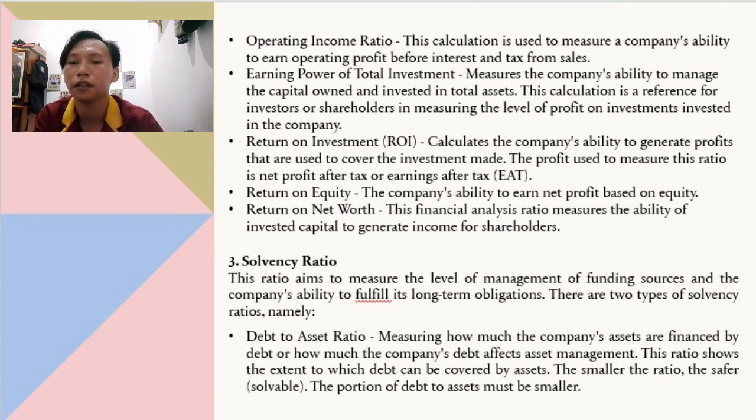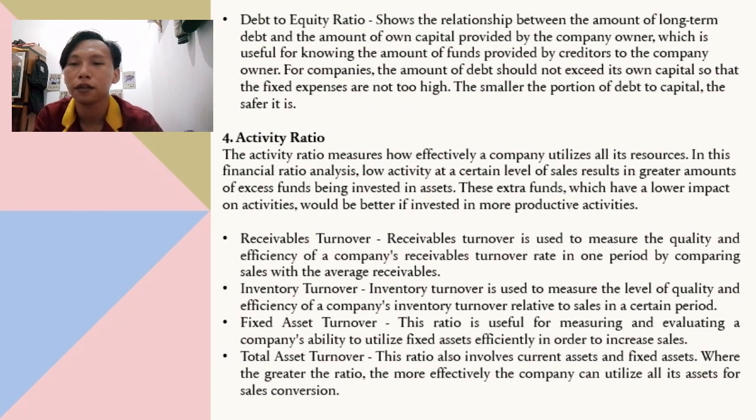3. Solvency ratio. This ratio aims to measure the level of management of funding source and the company's ability to fulfill its long-term obligation. There are 2 types of solvency ratio, namely: 4. Activity ratio. The activity ratio measures how effectively a company utilizes all its resources. In this financial ratio analysis, low activity at a certain level of sales result in greater amounts of excess funds being invested in assets. The extra funds, which have a lower impact on activities, would be better if invested in more productive activities.